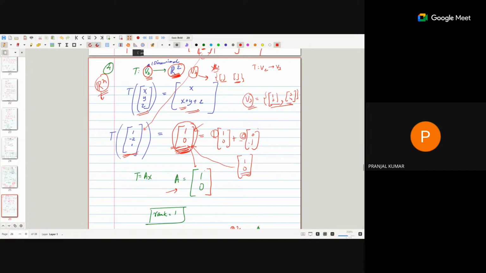Is this clear? Since it is mentioned as R2, we should use the standard basis. If it is V3 or some other one, we should use the basis vector, right? Yes, standard basis vector.